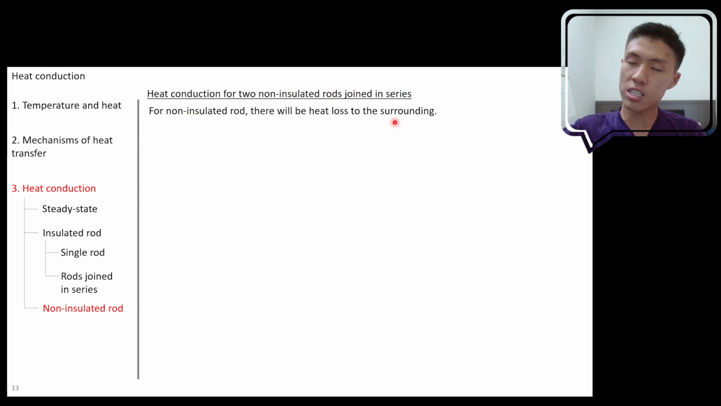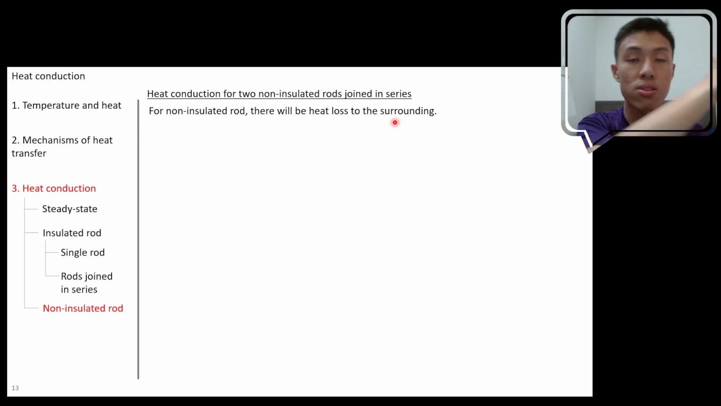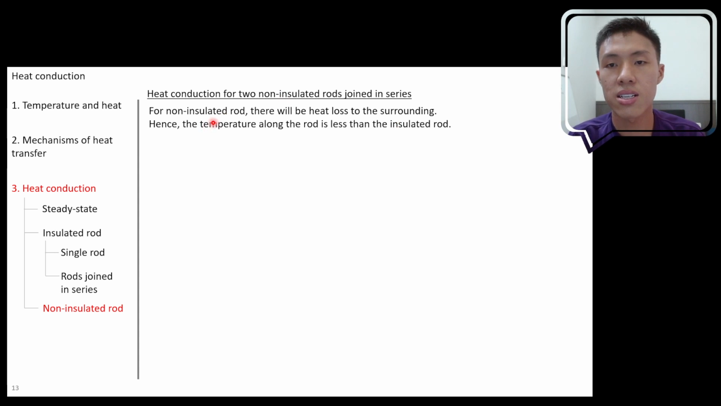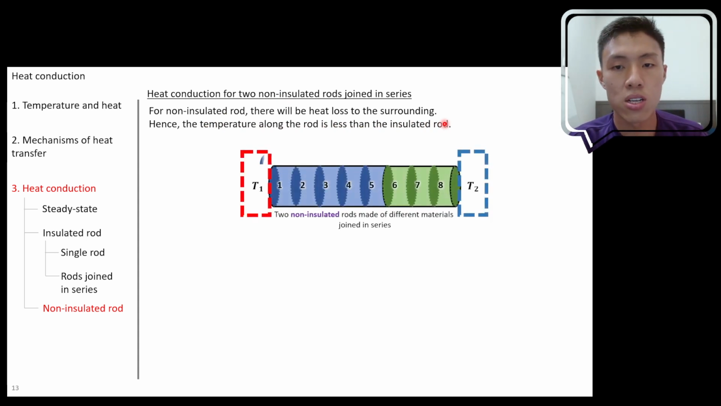So heat is passing through the rod, correct? But some heat will be released to the surrounding during the heat transfer. Okay, hence the temperature along the rod will be less than what we see if the rod is insulated. So this is the situation that we have just now.